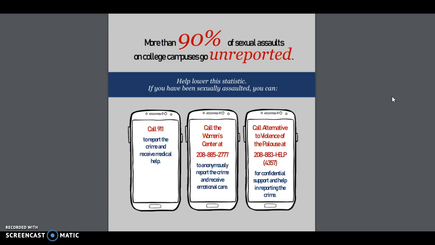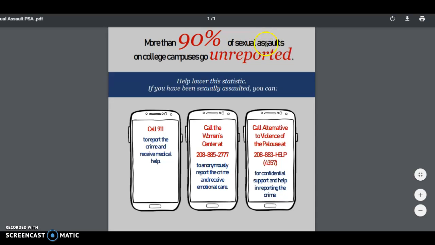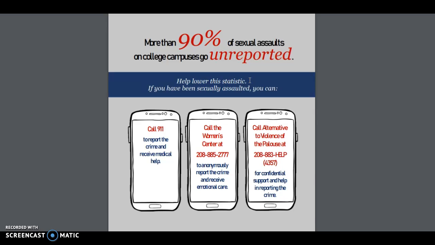For my text, I started out with the attention-grabbing statistic and a call to action. Originally, I was going to say a lot more than just help lower the statistic and talk about how reporting crimes will save others in the future. But ultimately, this put too much responsibility on the victim, and it was also just too much text. And as we've learned in class, the simpler the better.